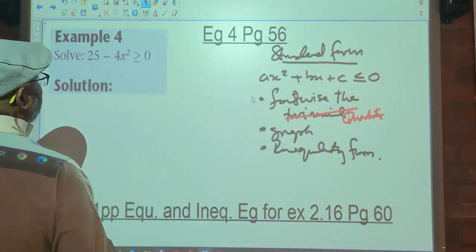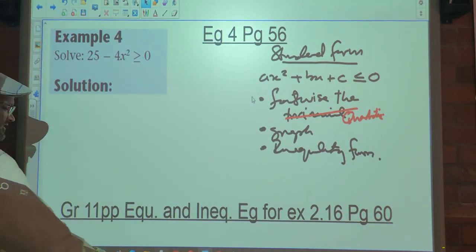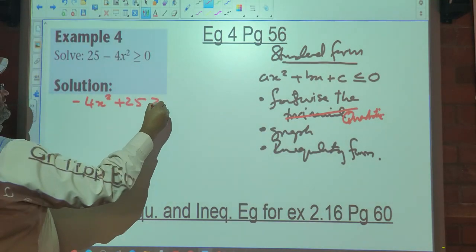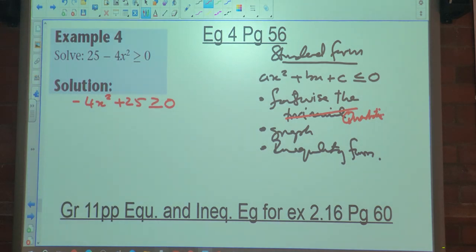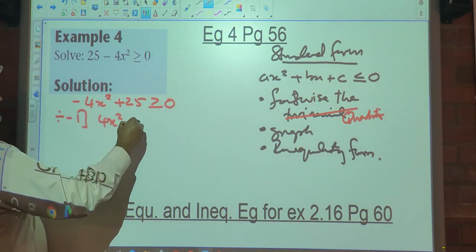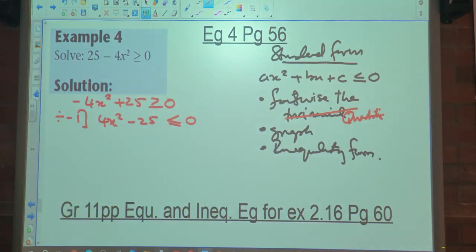Right. So example 4, what must we do first? Get in standard form. So how do we get this in standard form? By writing negative 4x squared plus 25 must be greater or equal to 0. Now what do we do? Divide by negative 1 because we want x squared to be positive before we factorize. So it's going to be 4x squared minus 25 must be less than or equal to 0. Don't forget to change the inequality when you multiply or divide by a negative number.